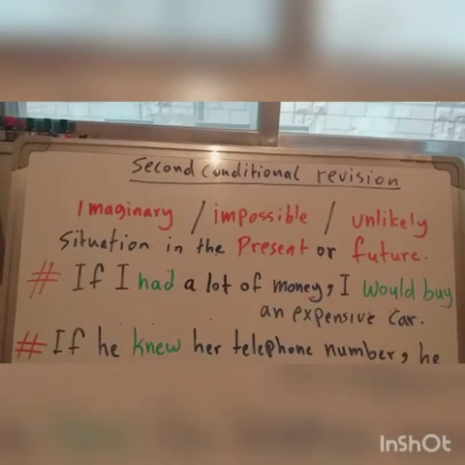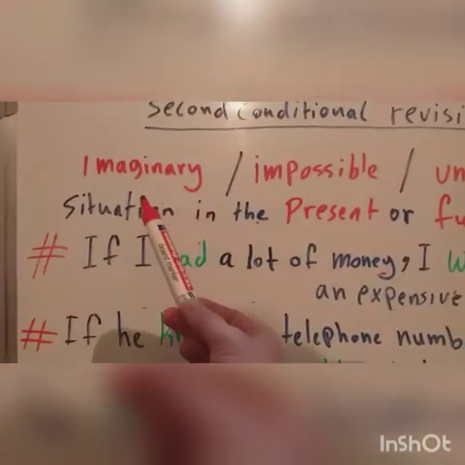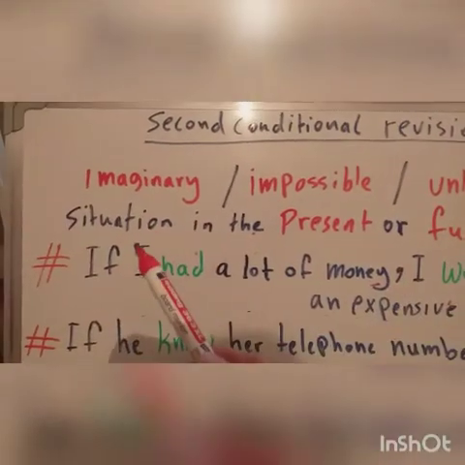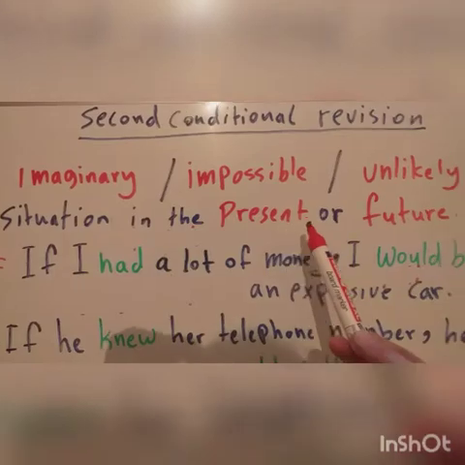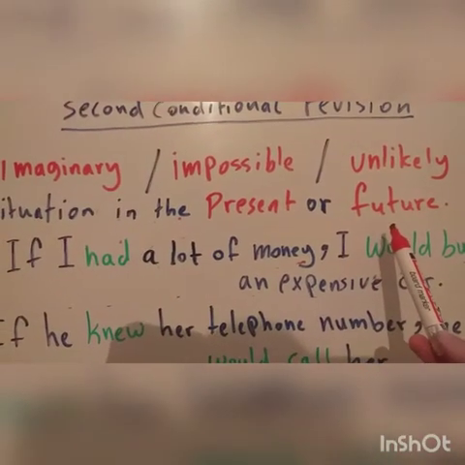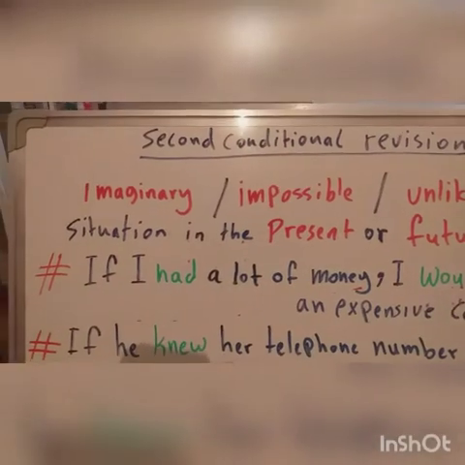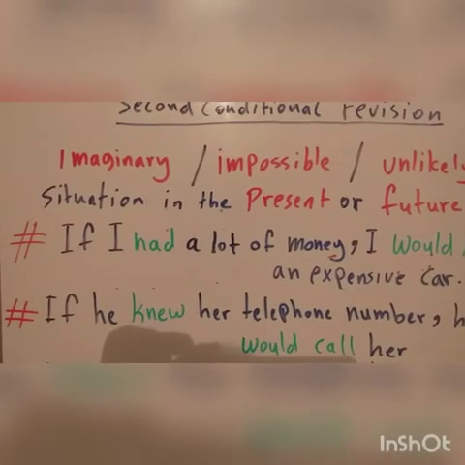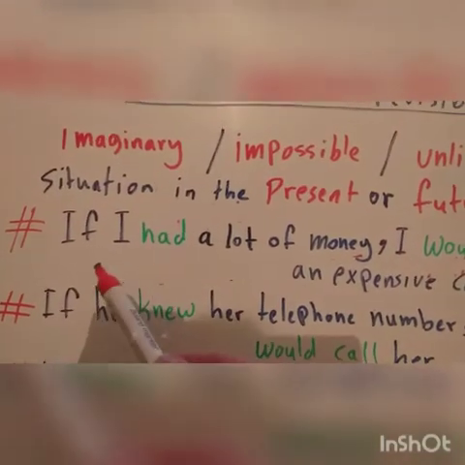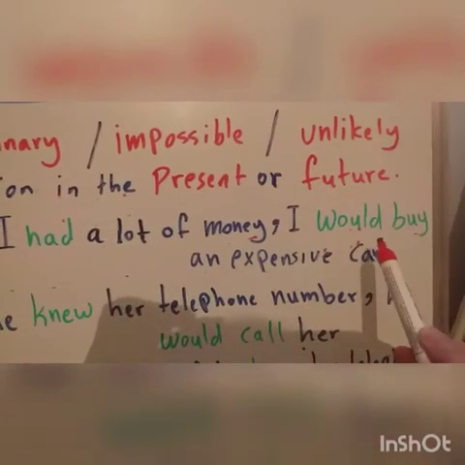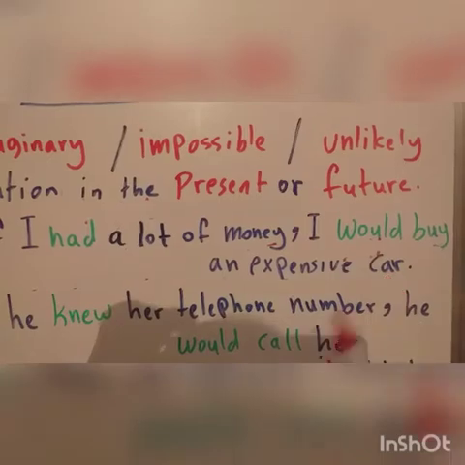The second conditional describes an imaginary, impossible, unlikely situation in the present or future. Well, let's look at the first example. If I had a lot of money, I would buy an expensive car.